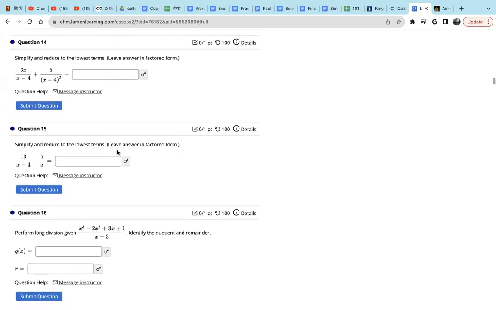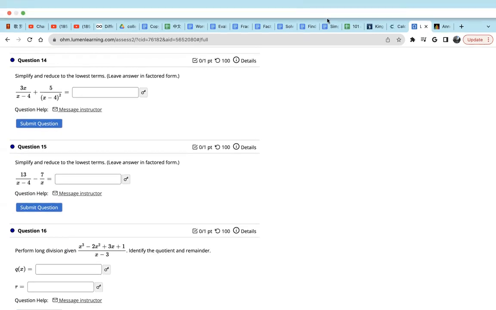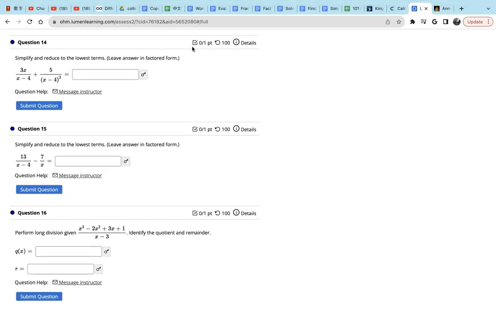Now let's see 14. 14, again, we want to add those two rational expressions. We need a common denominator. Common denominator is this one. So this is x minus 4 squared. So we need to make the first one squared. Then we'll have to multiply the numerator with x minus 4 as well.